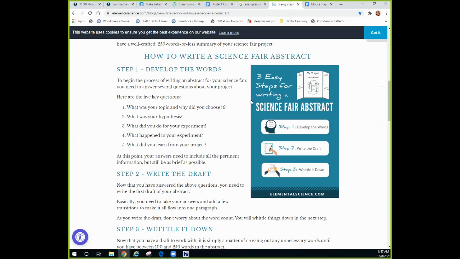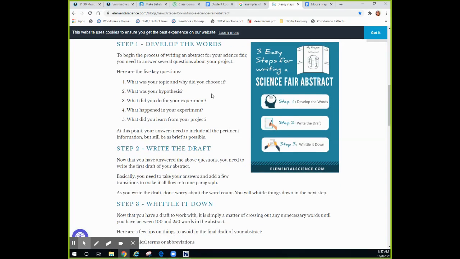So right here on this website, I have how to write an abstract. It says to begin the process of writing an abstract for your science fair. We're not doing a science fair, but we're doing a project. You need to answer several questions about your project. So what was the topic? Our topic was motion. What was your hypothesis? Your hypothesis is your claim. My claim is a longer lever will make a car go a further distance.